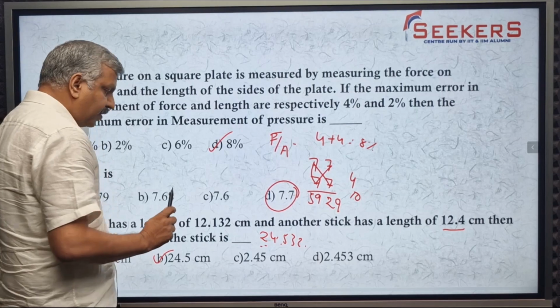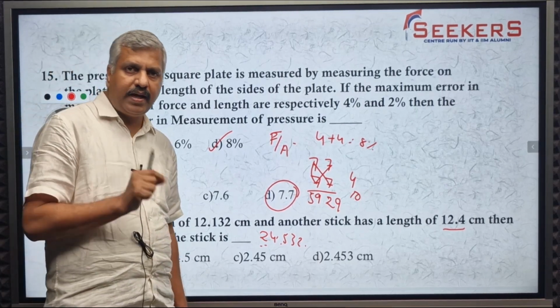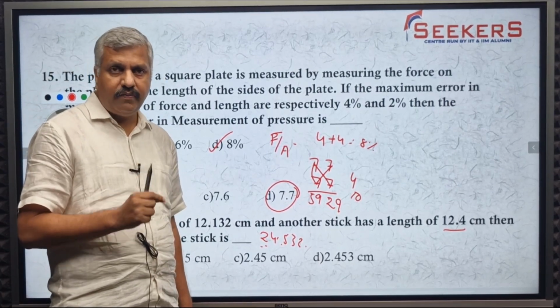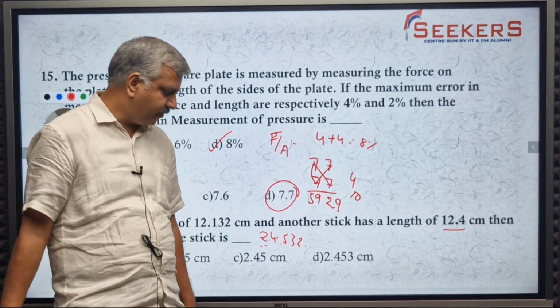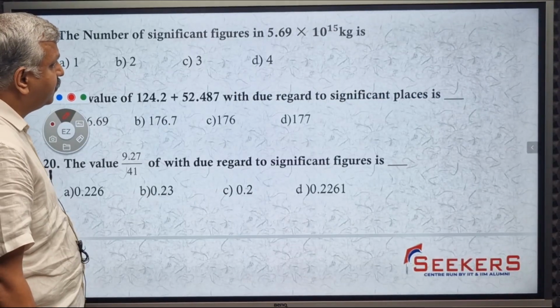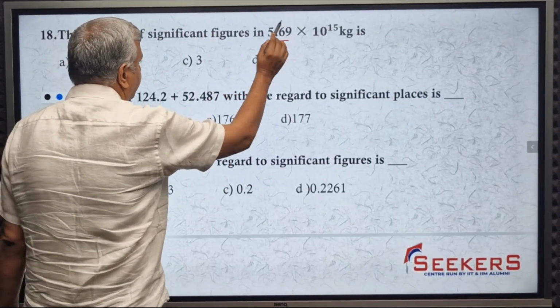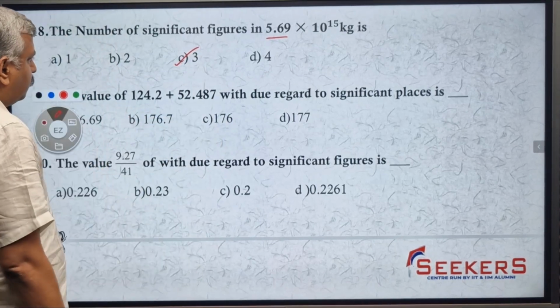Okay. So remember, when you are adding quantities, we look at accuracy. When you are multiplying quantities or dividing quantities, we look at significant figures. The number of significant figures in this is being asked. So we look only at this number 5.69. So 3.